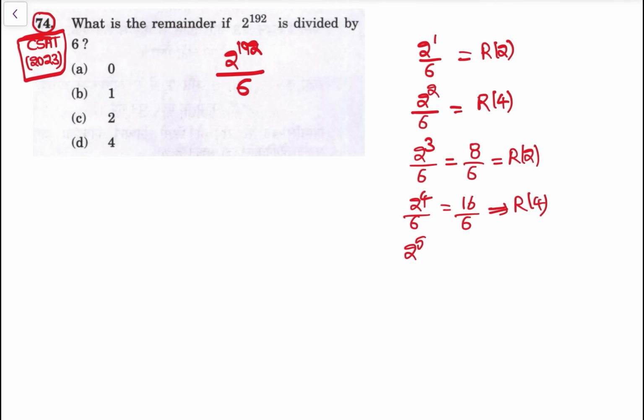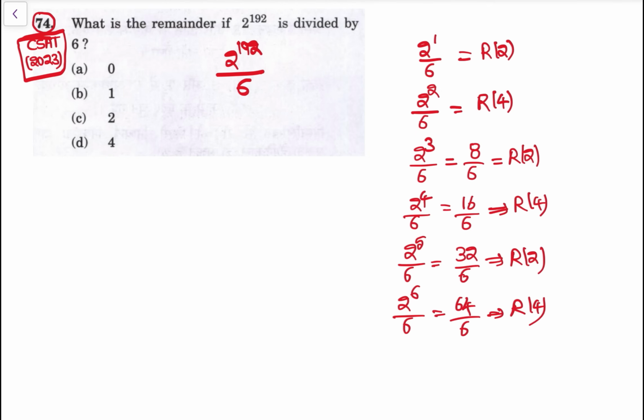Then 2 to the power 5 upon 6 is 32 upon 6. 6 5s are 30, so remainder 2. And 2 to the power 6 upon 6, that is 64 upon 6, is remainder 4. अब देखो remainder 1 तो नहीं आ रहा है, but एक पैटर्न है.